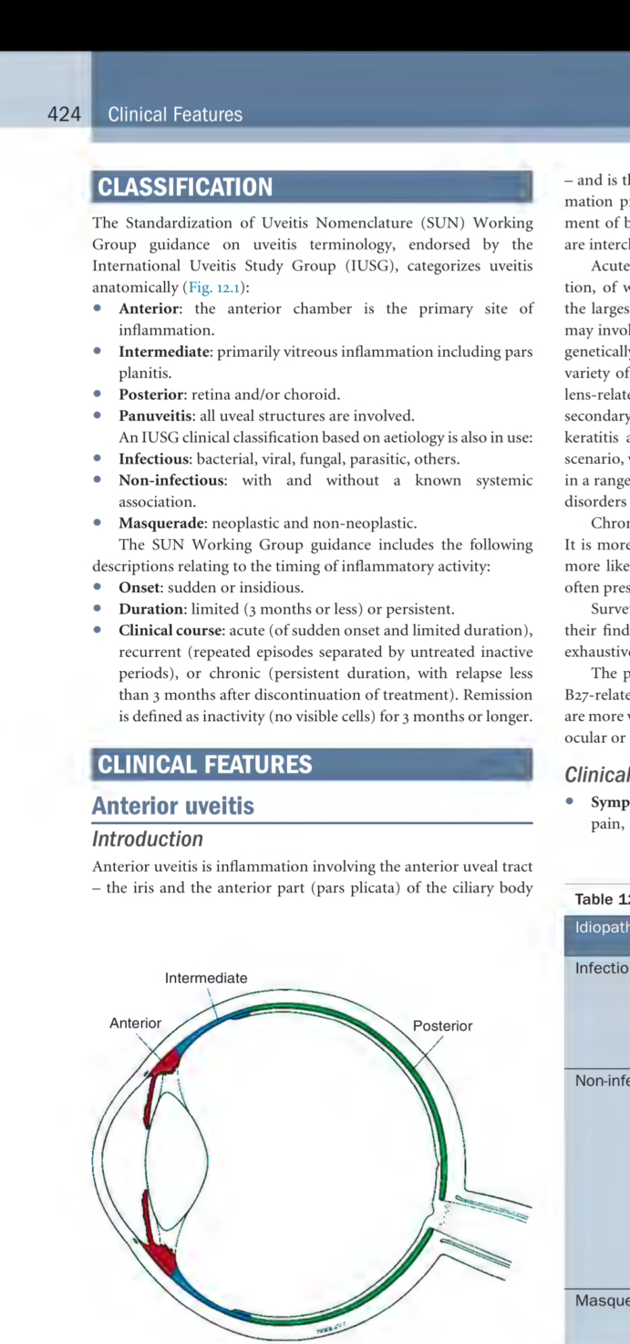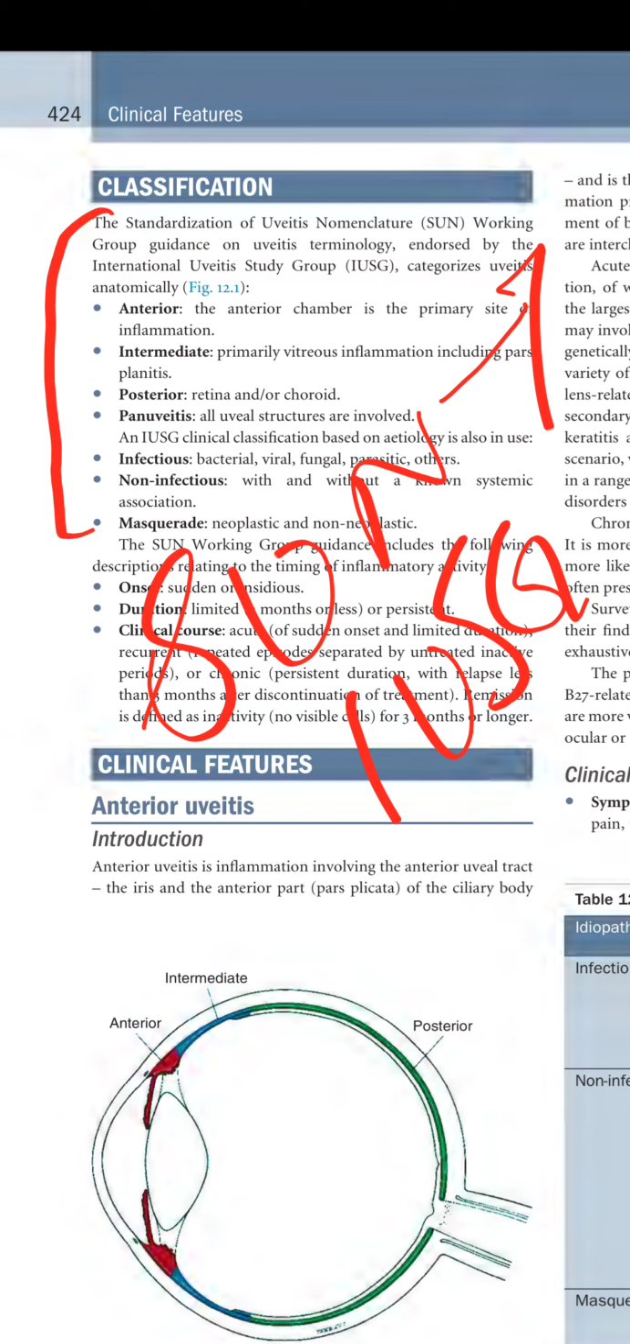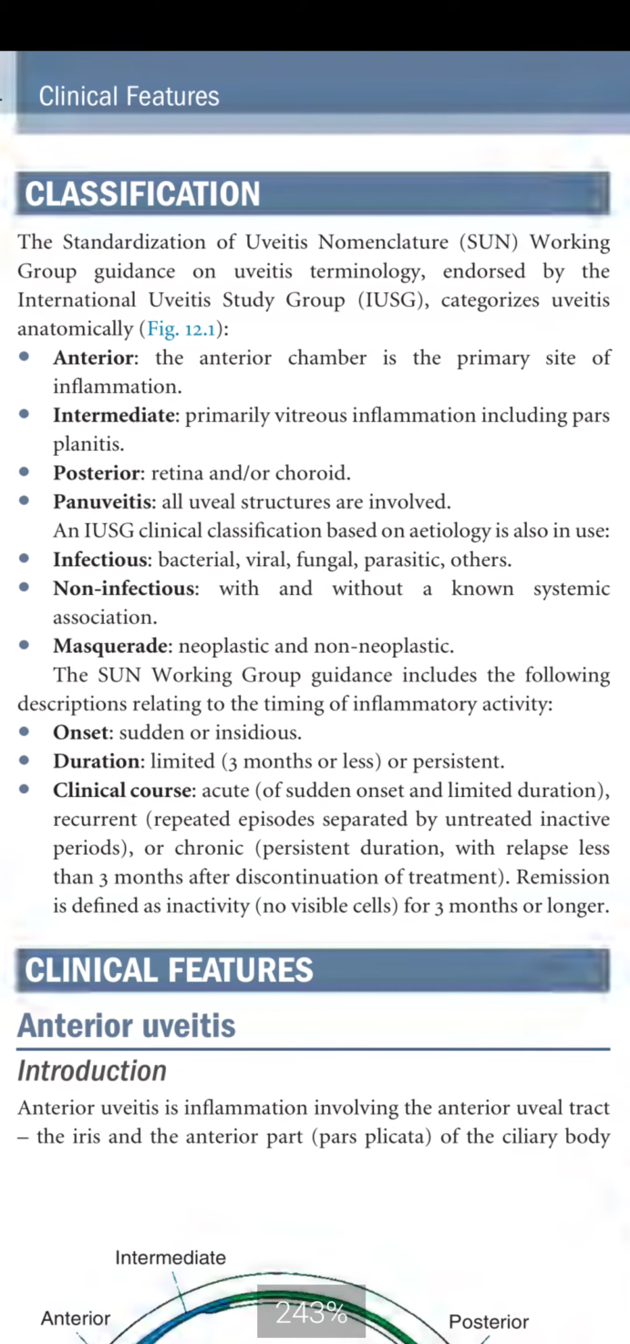Classification. The Standardization of Uveitis Nomenclature, SUN Working Group Guidance on Uveitis Terminology, endorsed by the International Uveitis Study Group, categorizes uveitis anatomically: anterior, intermediate, posterior, and panuveitis. So basically there is a SUN classification which is also endorsed by the International Uveitis Study Group for the anatomical classification. These are anterior, intermediate, posterior, and panuveitis.